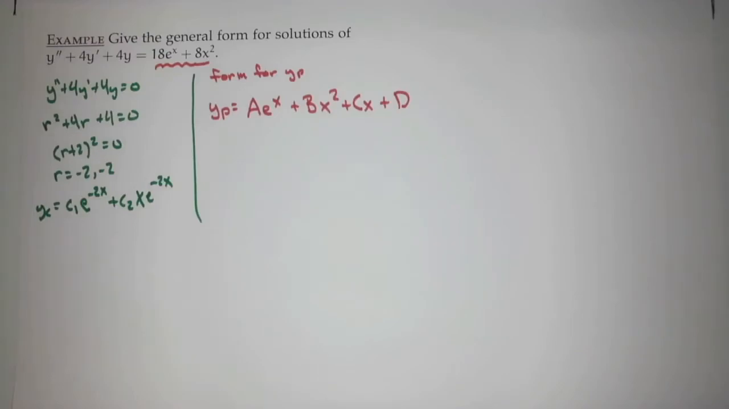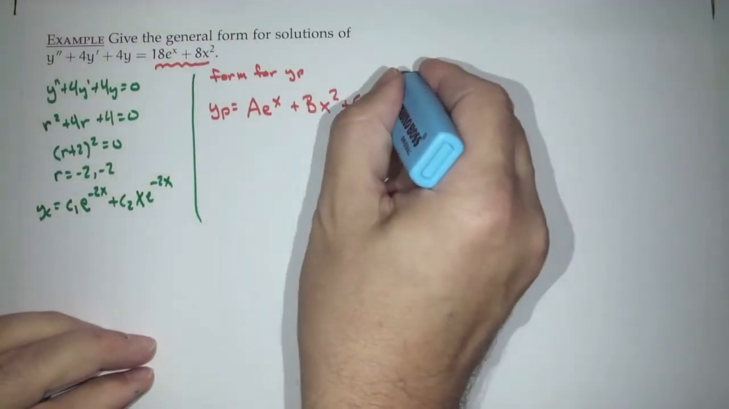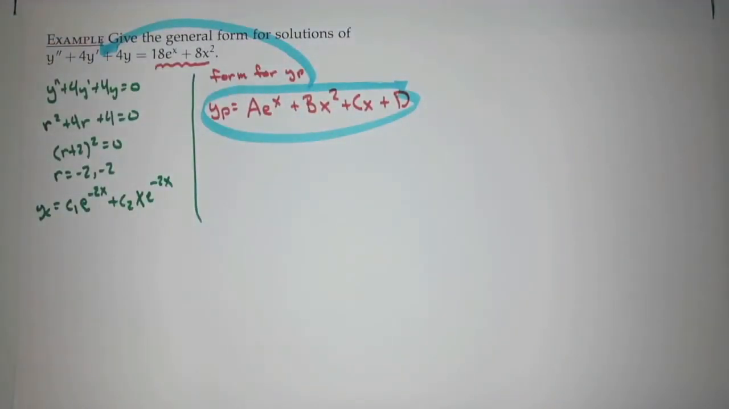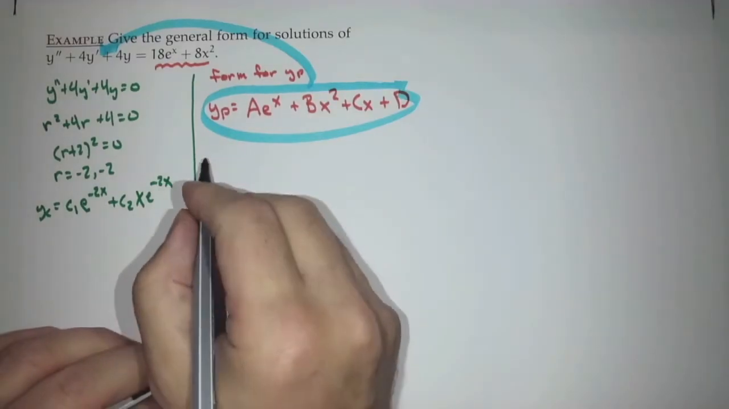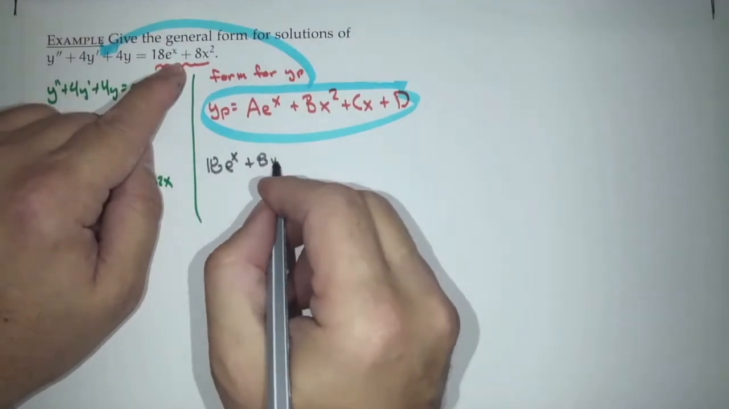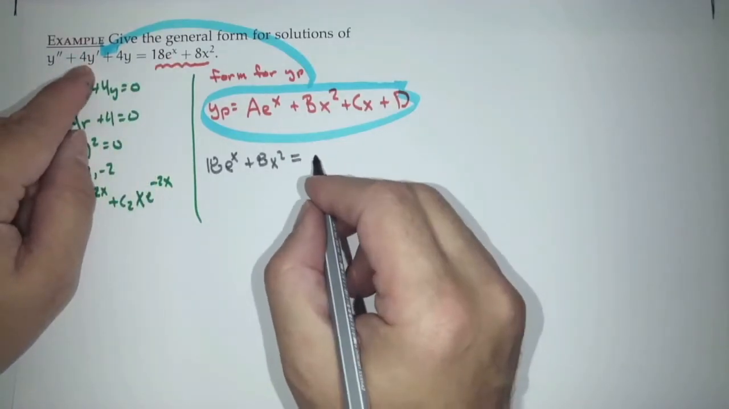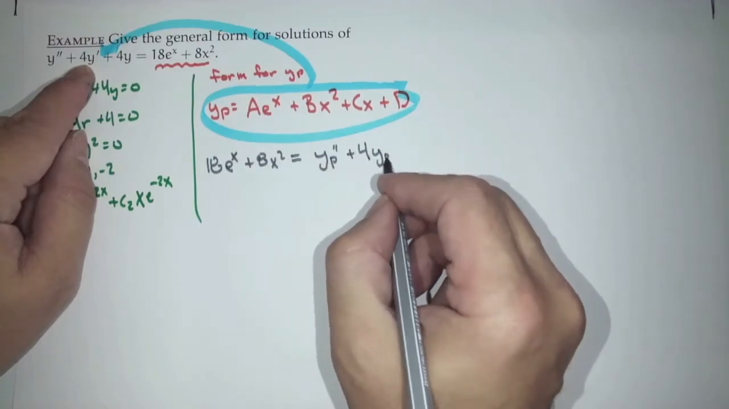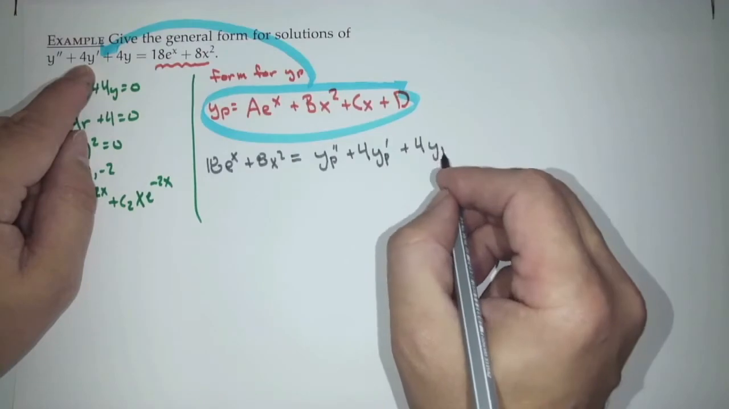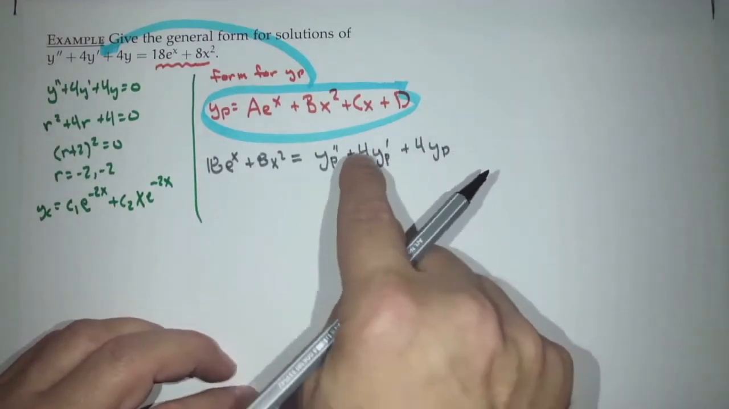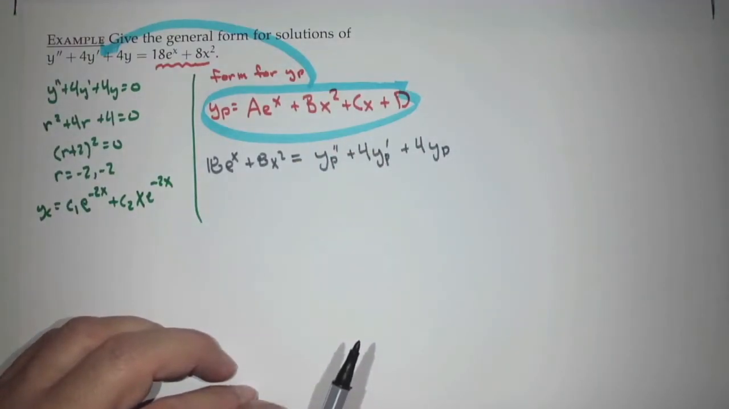Okay. Now, what to do with this? Well, we're going to take this and plug it into our differential equation. It is a solution. So we'll have that 18e to the x plus 8x squared is equal to this particular solution: y_p double prime plus 4y_p prime plus 4y_p. So I'm plugging this y sub p in. I really haven't plugged much in yet. I'm just saying, plug it in, and it works, because it's a solution.